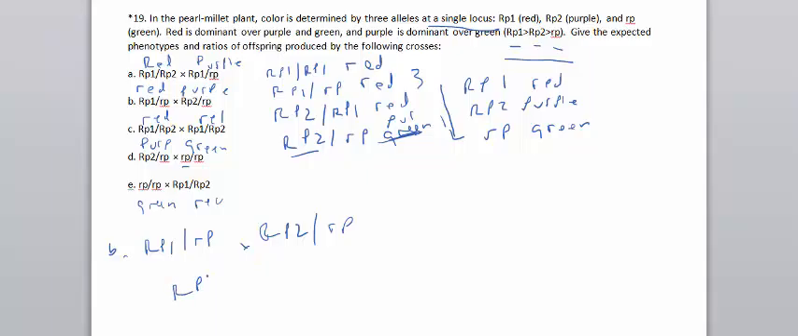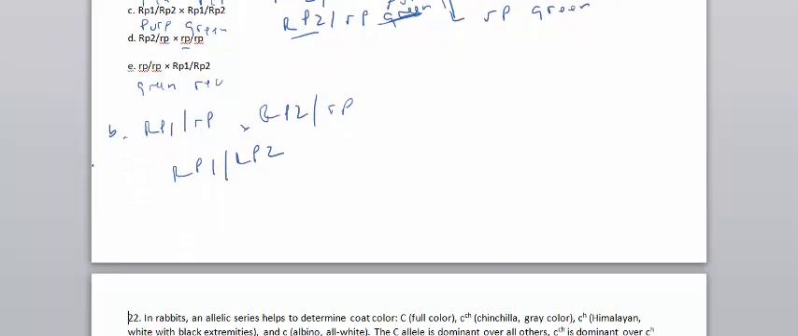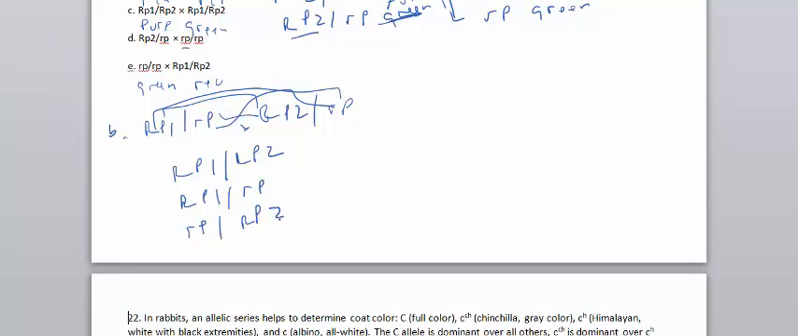So now we can get RP1 over RP2. That's one of the results we can get. So we're going to get a 1 to 2 to 1 type thing. We can get this and this. We can get this and this. We can get this and this, and we can get this and this. Do Punnett square if you want. So we got RP1 with RP2. We can get RP1 with little rp. We can get little rp from that parent with RP2. We can get little rp, little rp.